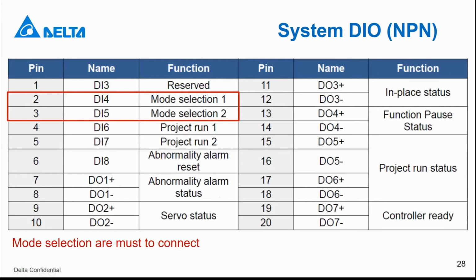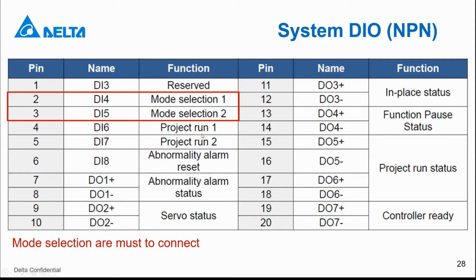And the next is you need to connect the system input output. For the system input output, you can see we provide many functions you can use through the digital input output. And first you need to connect its mode selection. This mode selection determines whether it's in auto mode or in teaching mode. So it's important, and we'll introduce details later.